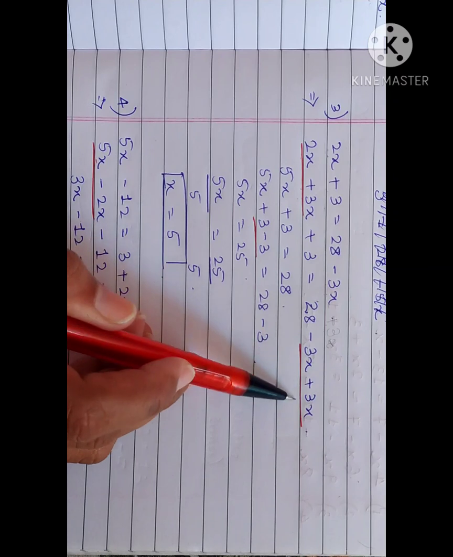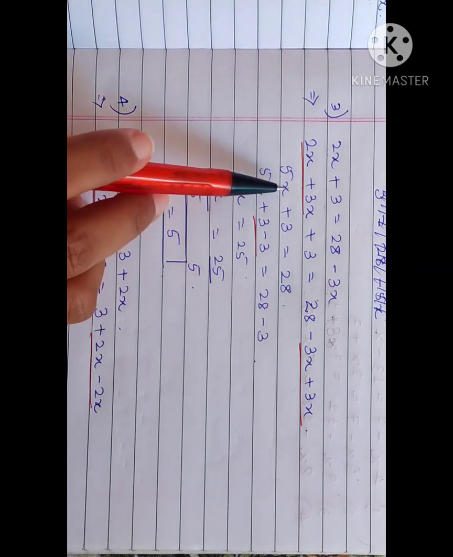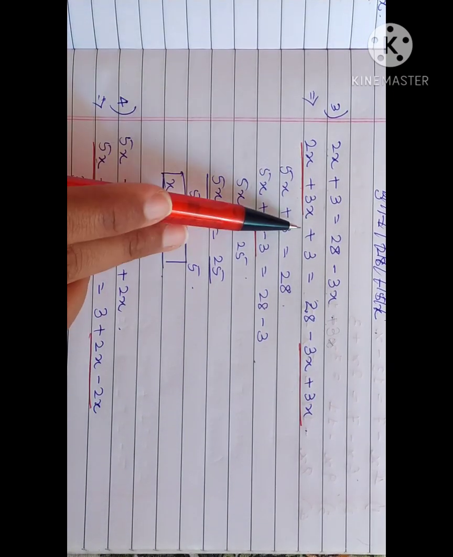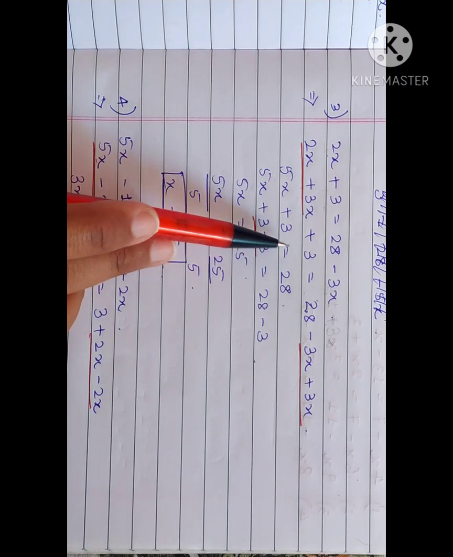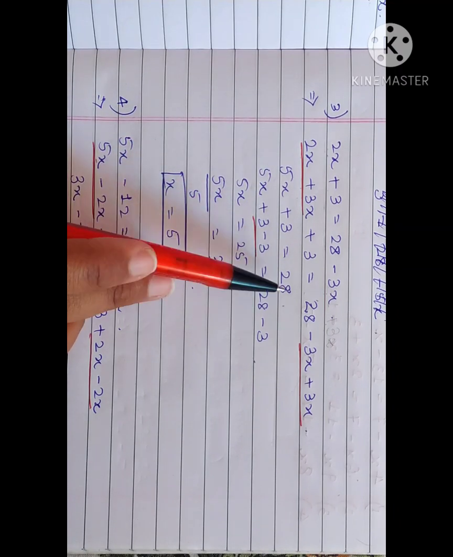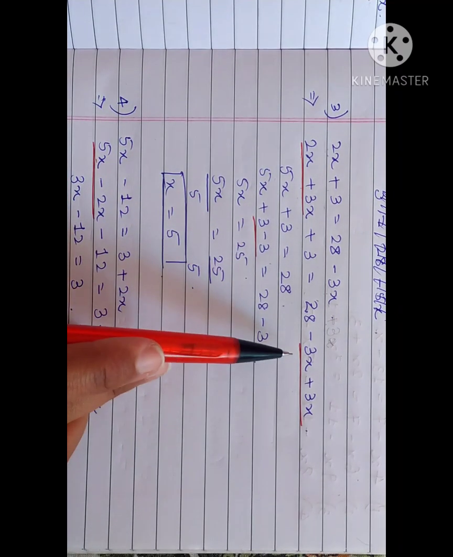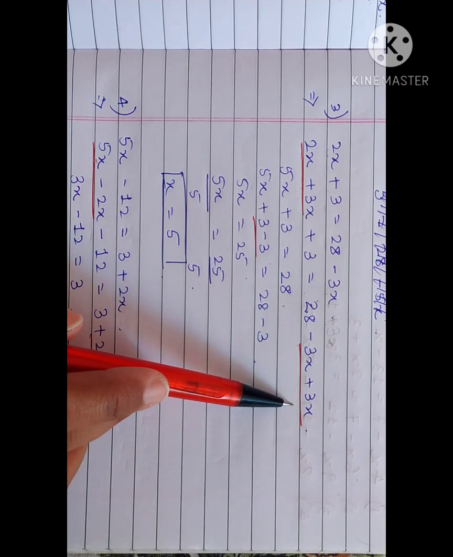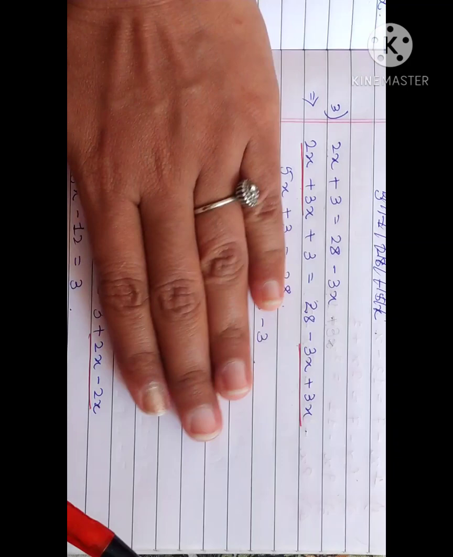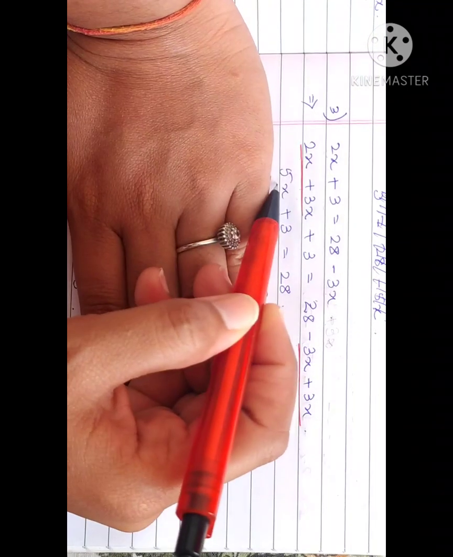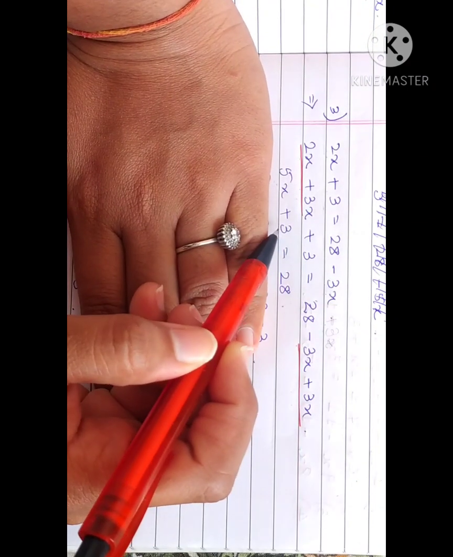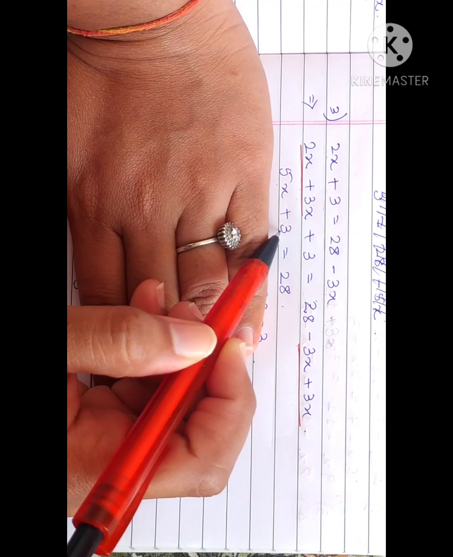We have added this plus 3x. So this will be now 2x plus 3x is equal to 5x plus 3 as it is equal to 28 as it is, and minus 3x plus 3x is equal to 0. Okay. Now if you look at this, the x term is here and we don't want this 3. So we have to eliminate this 3 that is added.